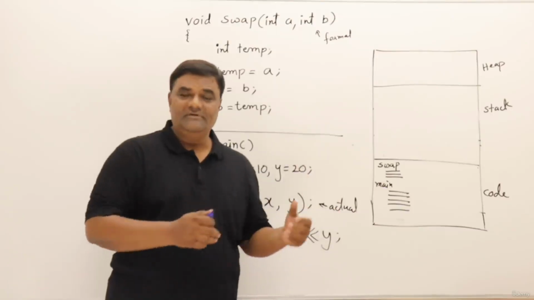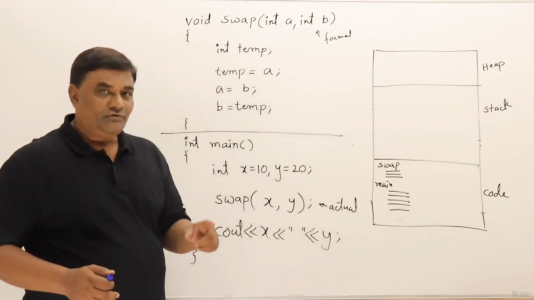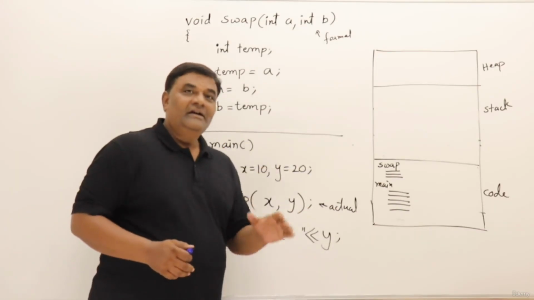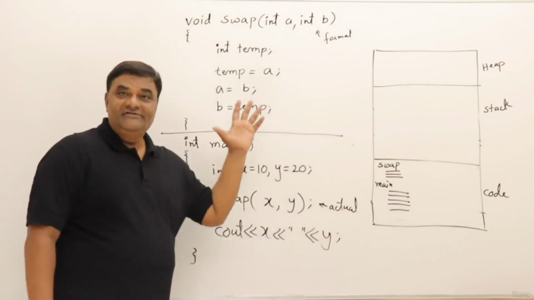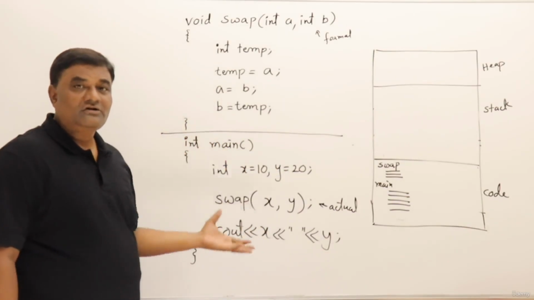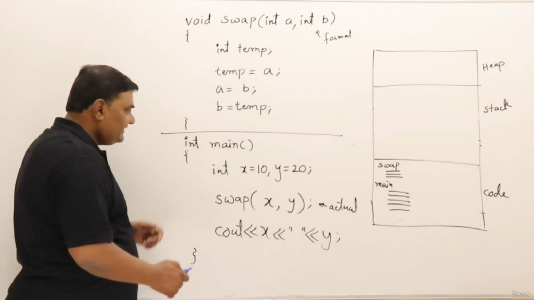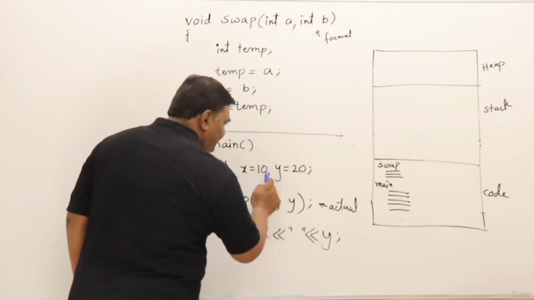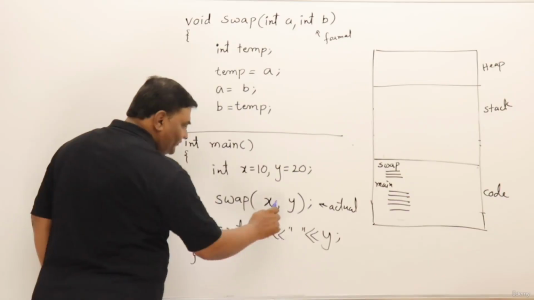Now already you have seen call by value method. Now I will show you what is call by address. In call by address, I have same code here. Now I'll make some modification to make this code for call by address. See, main function is having x and y variables and it is sending them to swap function.